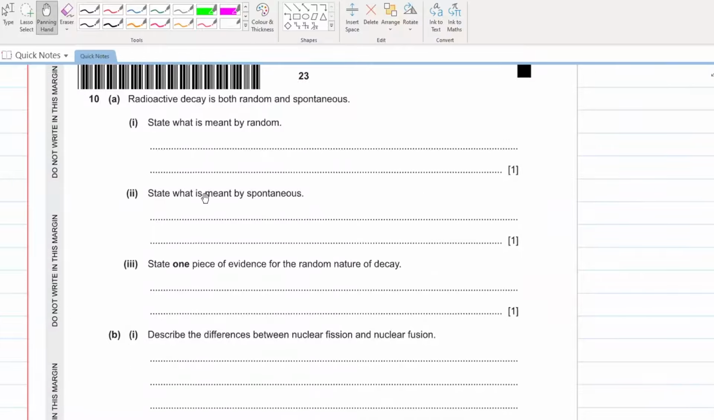Radioactive decay is both random and spontaneous. State what is meant by random. In radioactive decay, what is meant by random? We cannot predict which nucleus will decay next. Okay? We cannot predict which nucleus will decay next.